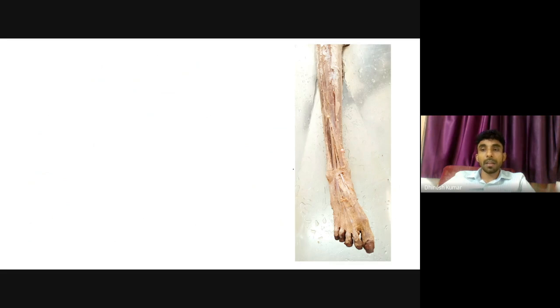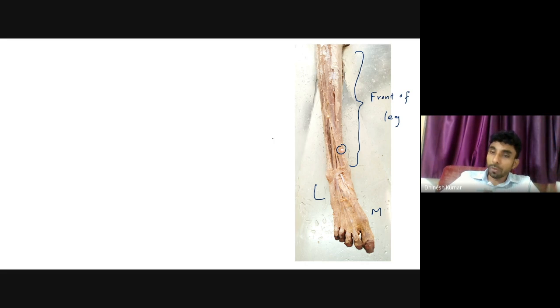Now moving to the next spotter's question. Any idea about the area you are seeing here? Yes, this is the front of leg. In the front of leg, are you able to see one tendon is pinned here? In this specimen, this is the medial side, this is the lateral side. Any idea about the tendon pinned here? Yes, the tendon pinned here is tibialis anterior tendon.